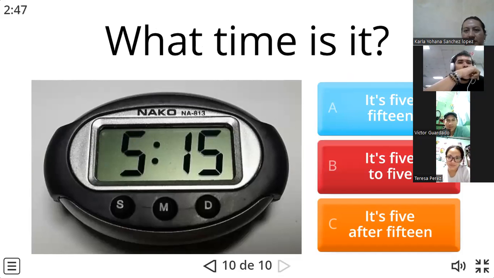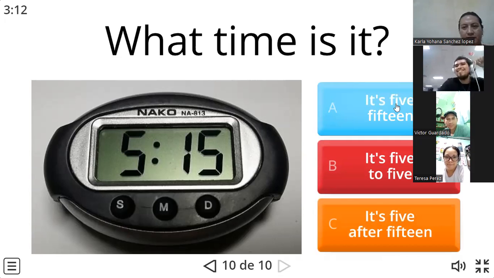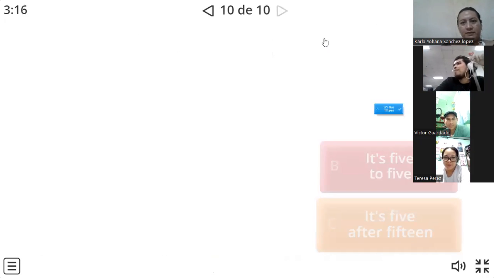Tell me the time. What time do you see on the last one? It's 5:16. It's 5 after 15. Son, dice, las... Orange. Son 5 después de las 15. Son las 15 horas. No. It's 5:15. It's 5:15. Las 5 y 15.